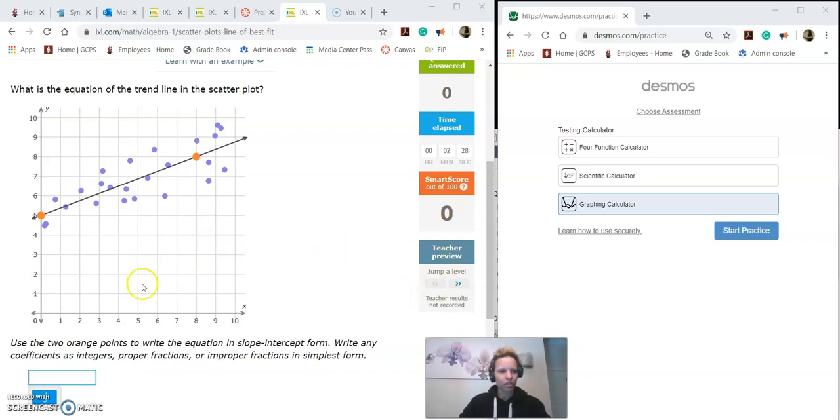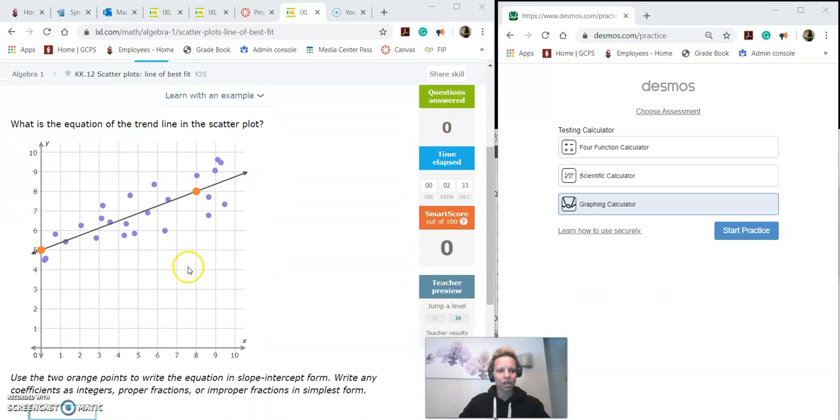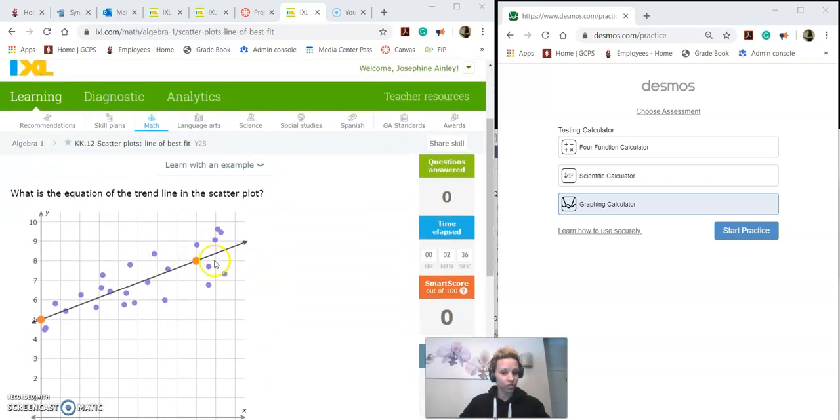Hey guys, I can see that we're having a little bit of a problem with scatter plots, finding the line of best fit. Okay, so I've gone ahead and recorded myself doing it for you.